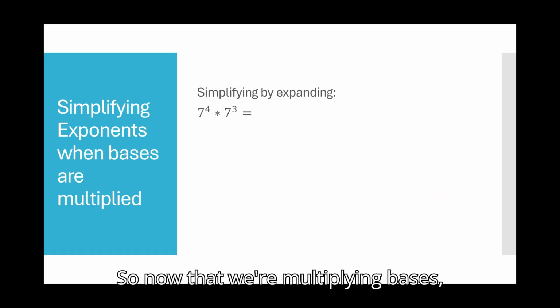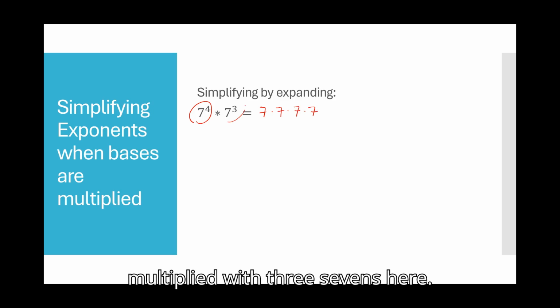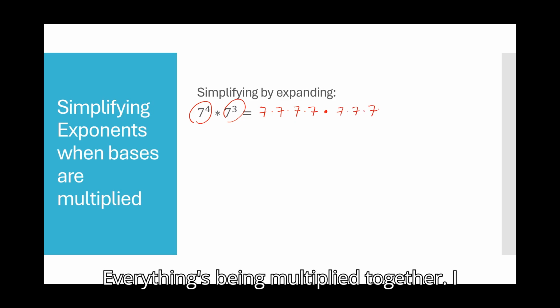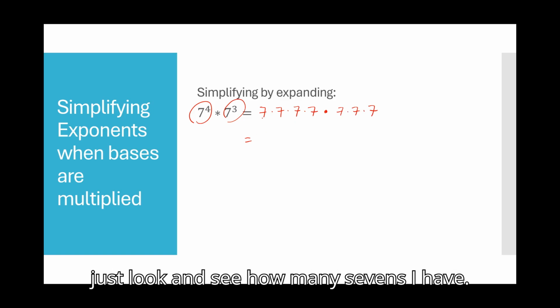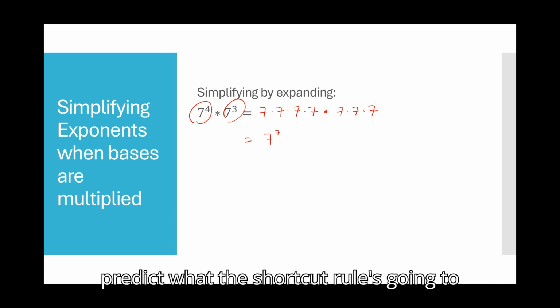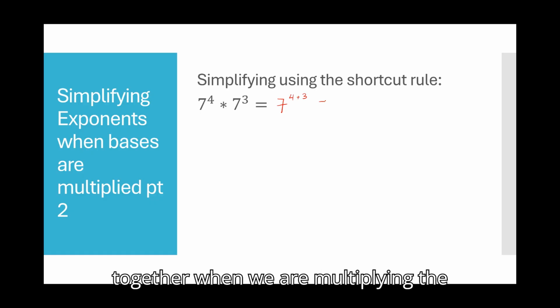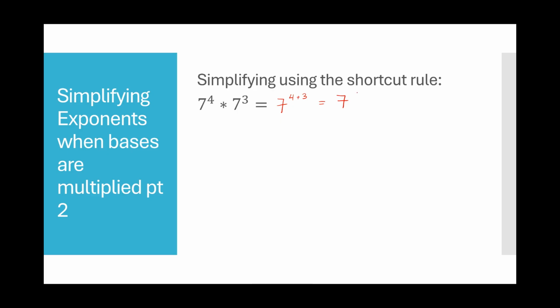So now that we're multiplying bases, we'll do the same thing. We'll expand first. We'll learn the shortcut. I've got 4 7s here, multiplied with 3 7s here. Everything's being multiplied together. I just look and see how many 7s I have. There are 7 of them. You could maybe predict what the shortcut rule is going to be. We are going to add our powers together when we are multiplying the bases.